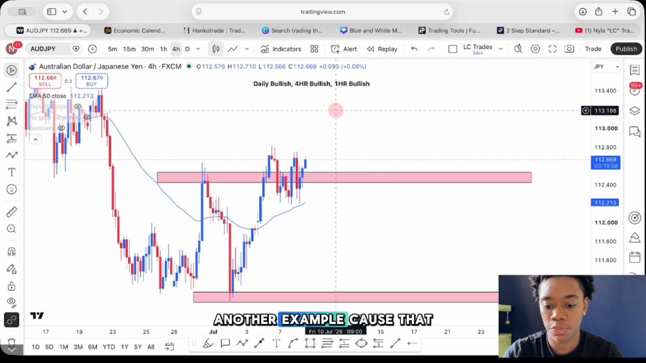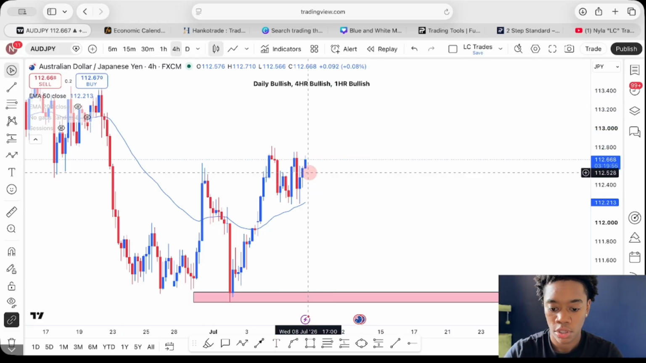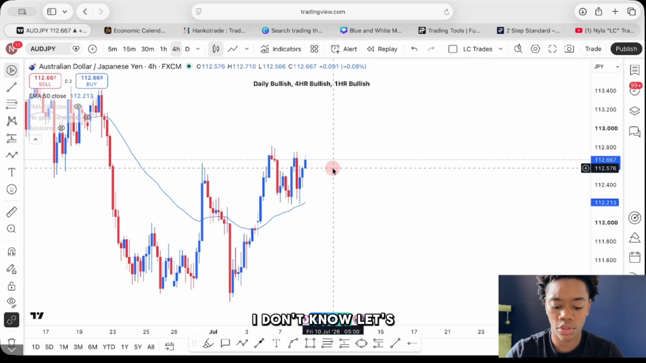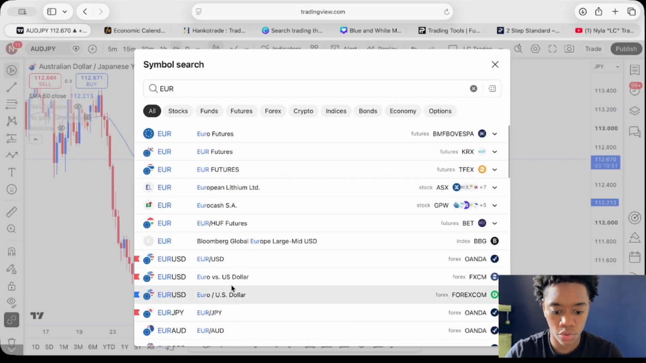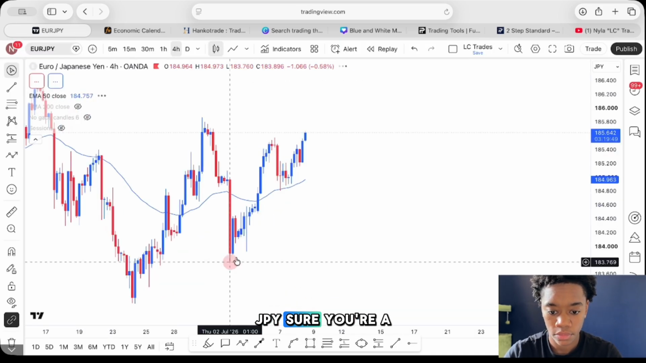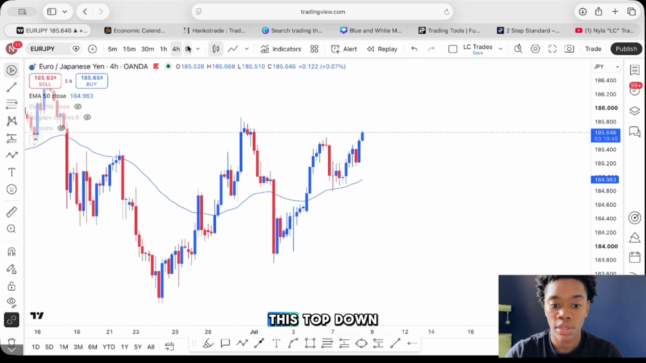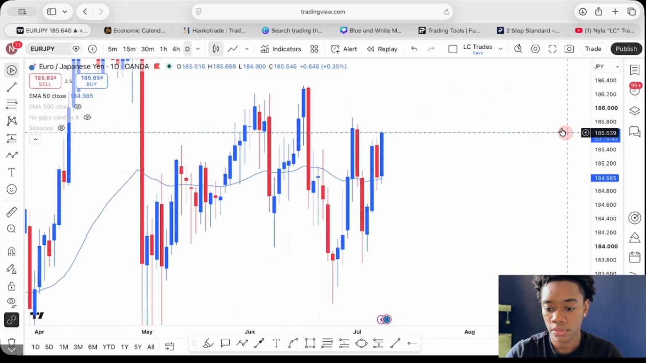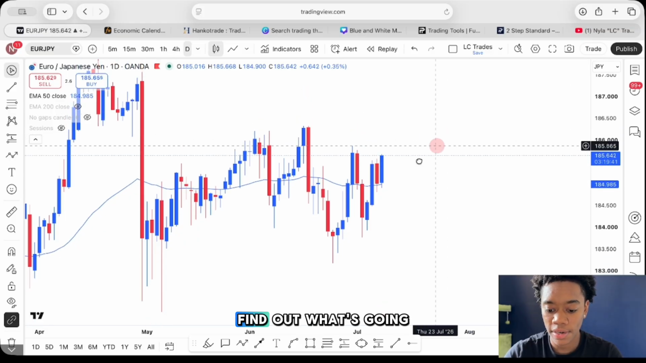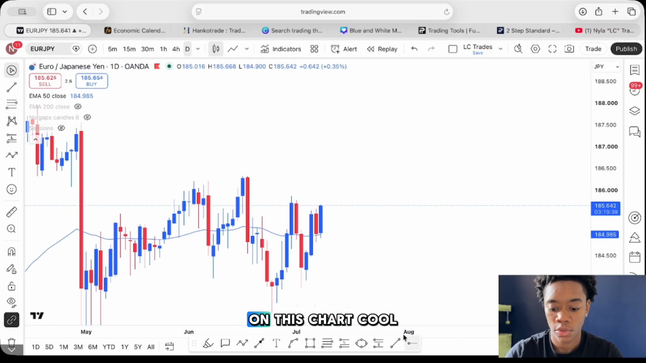I'm going to do another example because that probably wasn't enough for you guys. Let's find a different pair. I don't know. Let's do some random like Euro JPY. Sure. Euro JPY. Cool. Now, if I was doing this, top-down analysis real quick. Find out what's going on this chart.